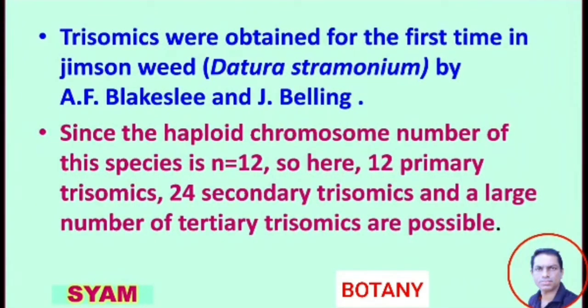Trisomics were obtained for the first time in Jimson weed, Datura stramonium, by A.F. Blakeslee and J. Belling. Since the haploid chromosome number of this species is n equals 12, 12 primary trisomics, 24 secondary trisomics and a large number of tertiary trisomics are possible.